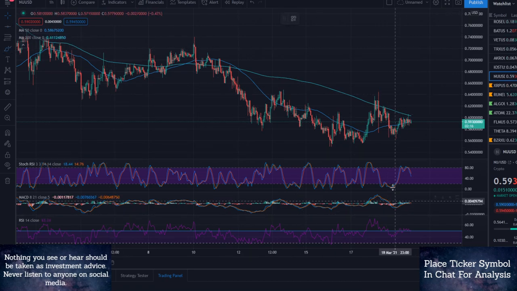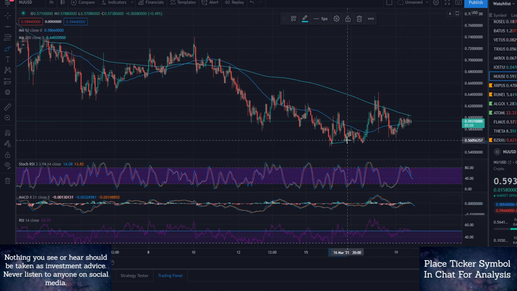We have a stochastic that is in a downtrend. We have a MACD that is crossing down below, and we have a Wilder's index that is flirting right with this downtrend line.